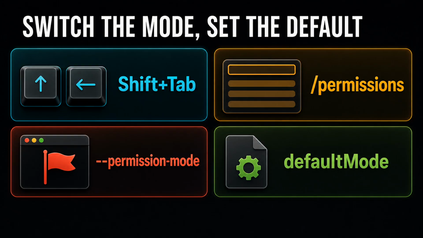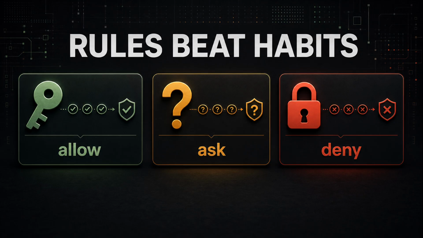Exactly. Use default for unfamiliar work. Use acceptEdits when the task is local and clear. Use plan when the risk is misunderstanding the problem. Modes set the broad posture. Rules handle the details. There are 3 rule types: allow, ask, and deny. Allow means go ahead. Ask means interrupt me. Deny means block it.